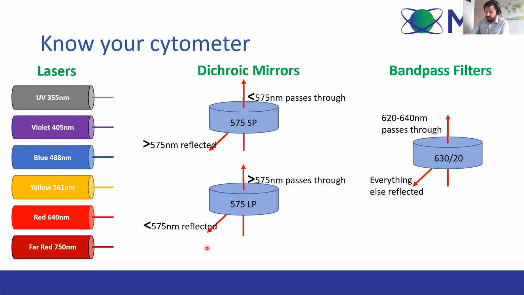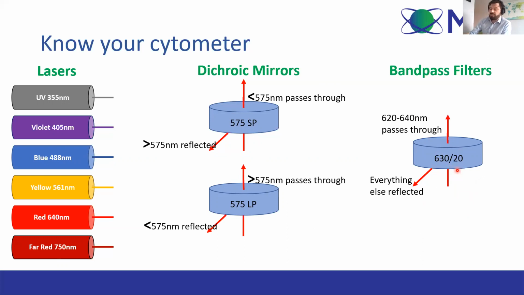The next part then is bandpass filters. These are generally the last filter that the light would pass through before it reaches your PMT and is converted to electrical signals. So the nomenclature again of these is a wavelength, which is the first number, in this case 630 nanometers, slash another number, in this case 20. So we have a 630/20 filter here. That means that the wavelength allowed through by this filter is 630 plus or minus 10 nanometers. So 20 nanometers around the headline wavelength.